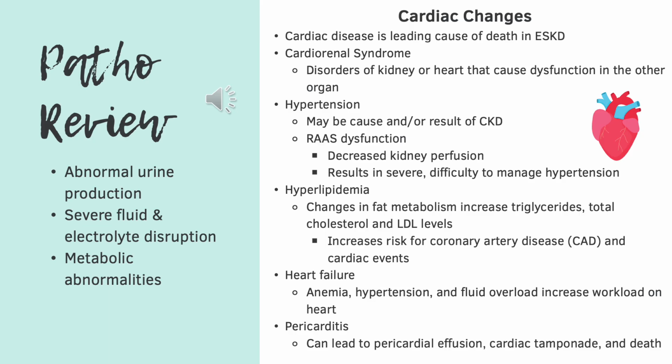Our second complication is hypertension or high blood pressure, and this is both a cause and a result of chronic kidney disease. So chronic kidney disease is going to elevate blood pressure through sodium and fluid retention or overload, and the dysfunction of the renin-angiotensin-aldosterone system. Both of these things elevate blood pressure. So reduced kidney perfusion triggers the release of renin, which leads to the production of angiotensin and aldosterone. Angiotensin causes vasoconstriction, which raises the blood pressure, while aldosterone stimulates sodium and water retention.